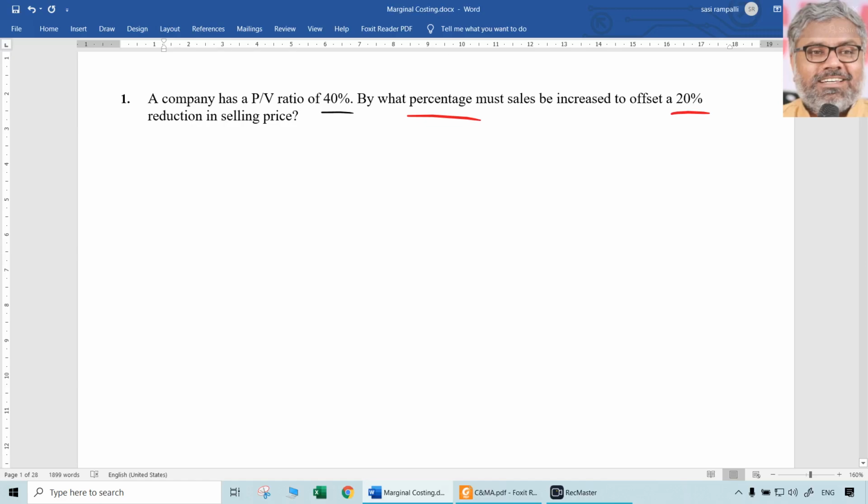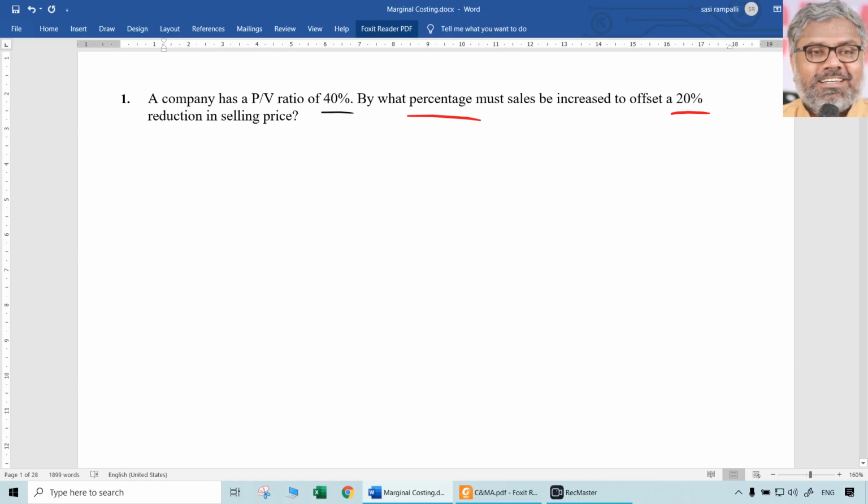Irrespective of that, once we understand the aspects and formulae of marginal costing and CVP analysis, any question that is encountered, we should be able to solve it comfortably. So these all will be useful for practice in the chapter of marginal costing. So let us look at this and try to get the answer for this question.